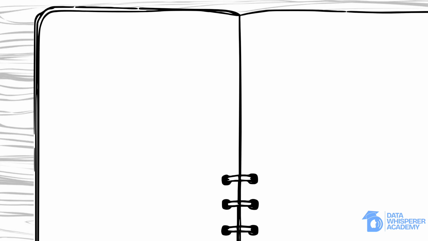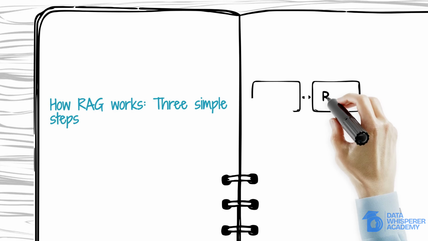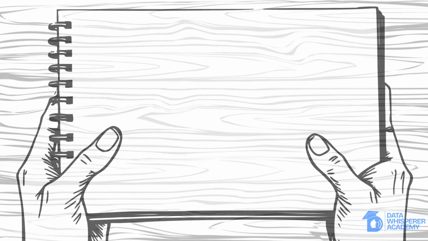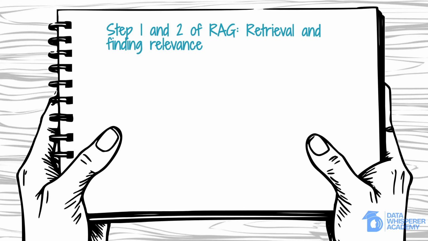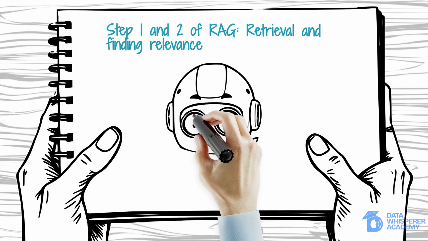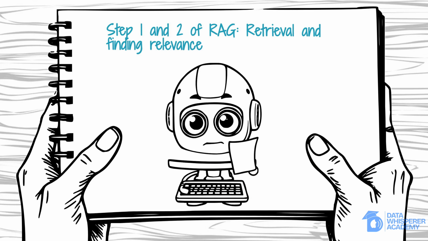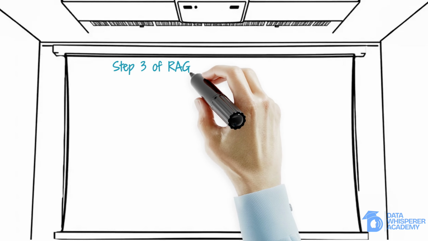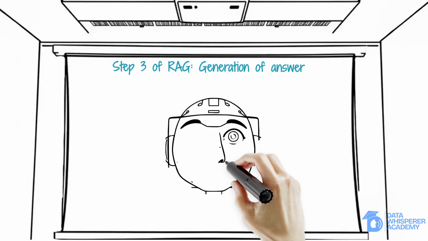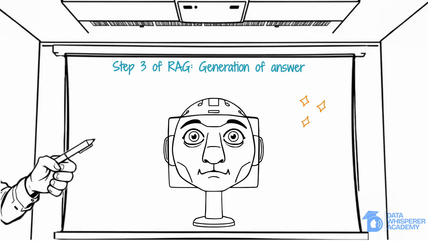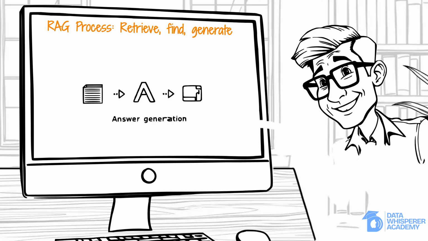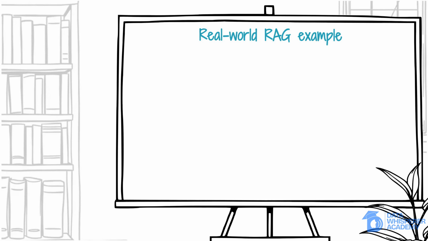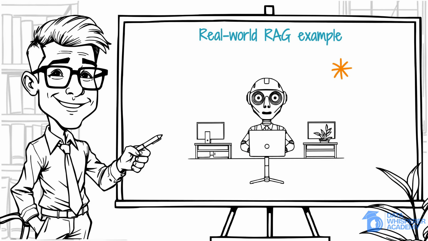Okay, so how does it actually work? Let me break it down into 3 simple steps. When you ask a question, first, there's retrieval. The AI searches through documents, files, or databases you've given it. Second, it finds the relevant information. It pulls out the most useful pieces that relate to your question. And third, generation. The AI uses the fresh information it just found to create an answer for you. So, retrieval. Find what's relevant and generate an answer. That's it.